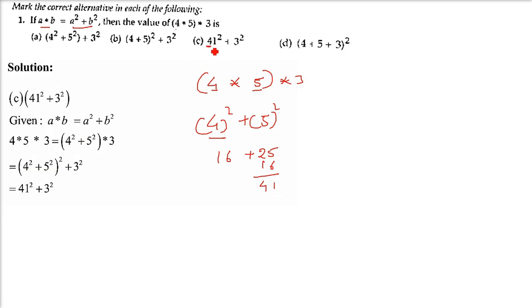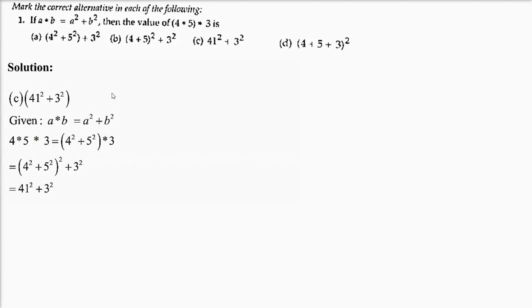Now this 4 star 5 is 41. So we have to operate 41 with 3. So that will be again A squared plus B squared, that is 41 squared plus 3 squared. So the answer is C. Please remember this one and fifth question are exactly similar in my edition.